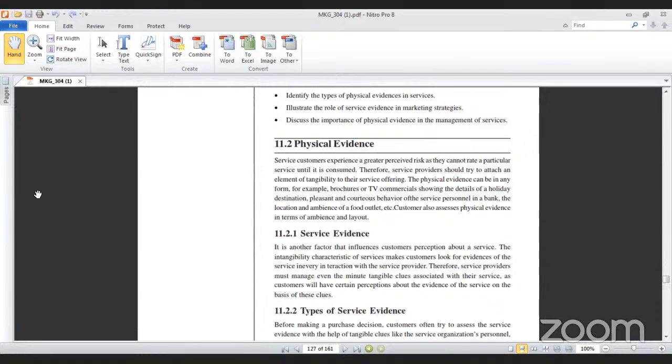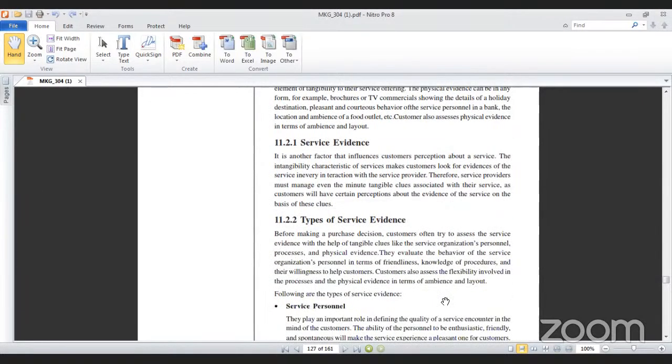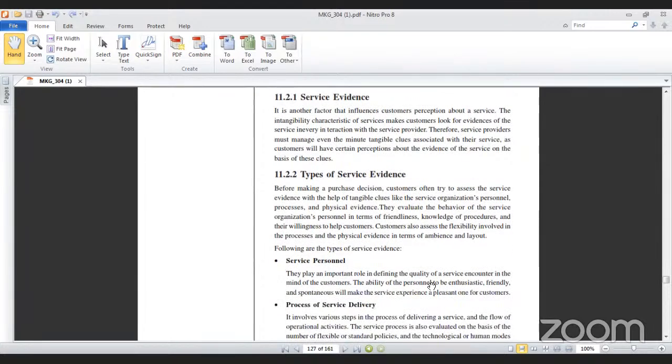Next, types of service evidence. Before making a purchase decision, customers often try to assess the service evidence with the help of tangible clues like the service organization, personnel, process, and physical evidence. They evaluate the behavior of the service organization's personnel in terms of friendliness, knowledge of procedure, and willingness to help customers. Following are the types of service evidence.